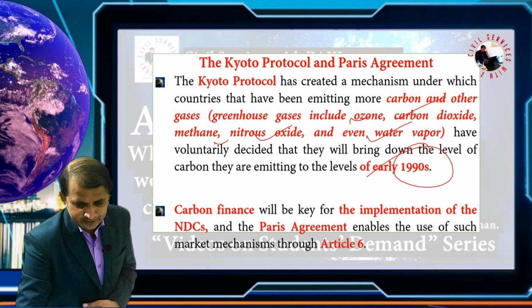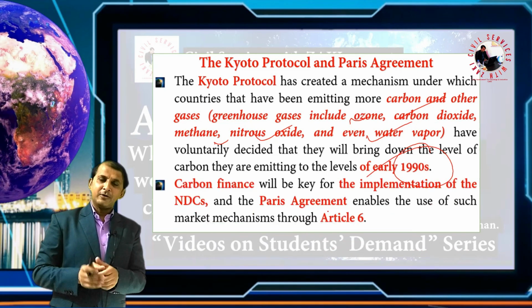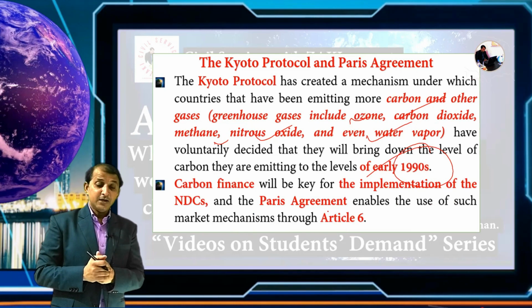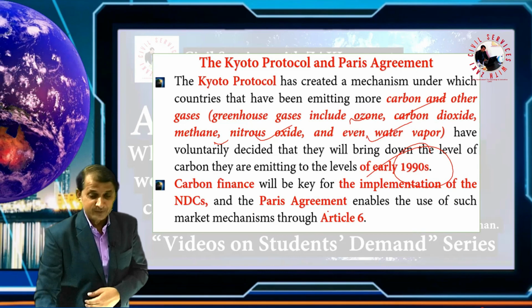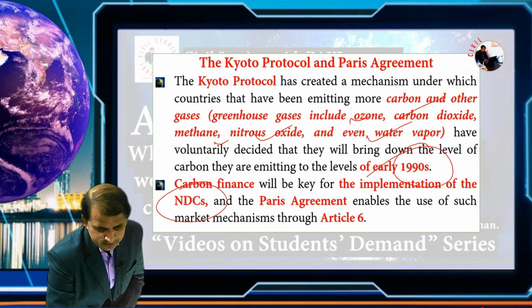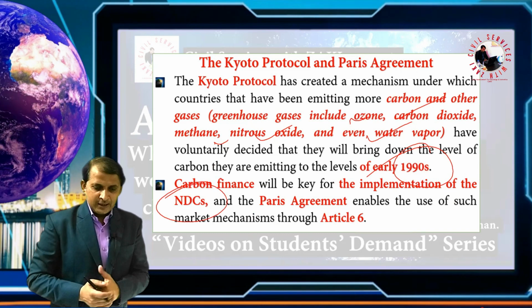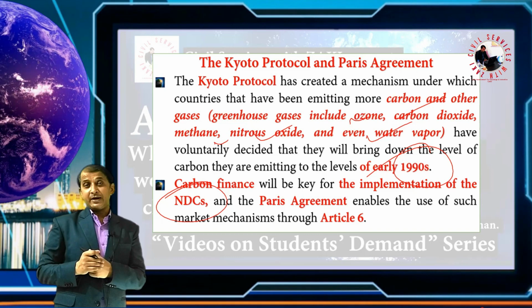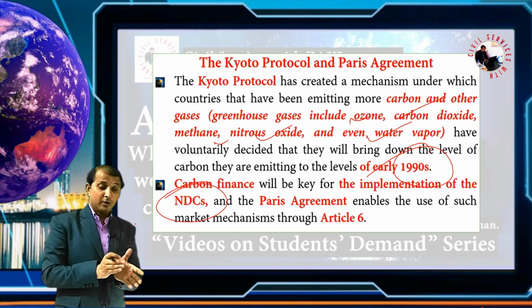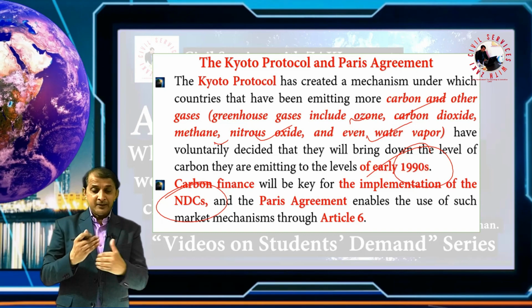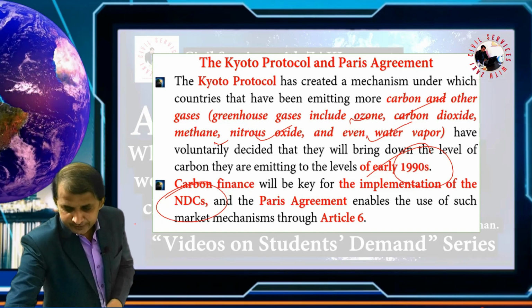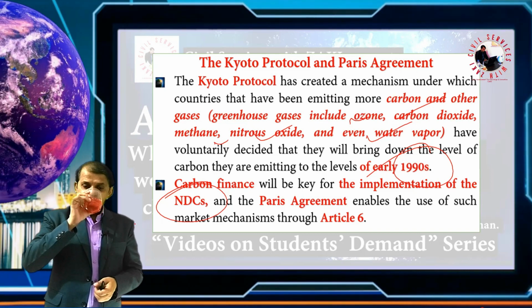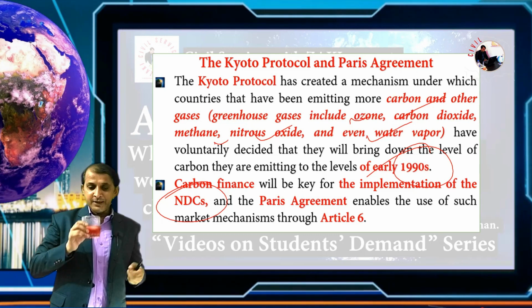Another mechanism, as you know, is carbon finance. Carbon finance is also significant and will be key for the implementation of the NDC, the nationally determined contribution, and the Paris Agreement. The Paris Agreement is one of the most significant agreements, and it enables the use of market mechanisms through Article 6. So this type of carbon trade is also mentioned in Article 6 of the Paris Agreement.